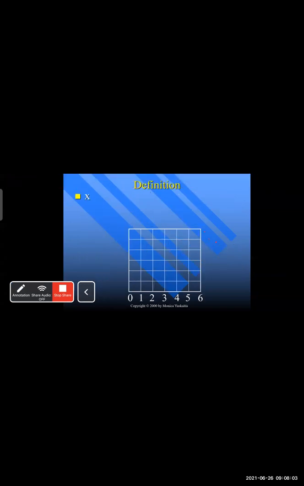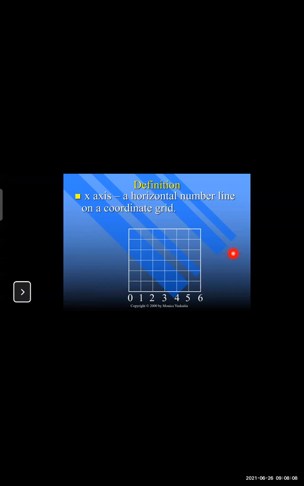Now next, the x-axis. The x-axis means a horizontal number line on a coordinate grid. See, a horizontal number line on the coordinate grid. In the previous slide, we saw what is meant by a coordinate grid. This horizontal line, we indicated by red color. So the horizontal number line on a coordinate grid is called the x-axis.